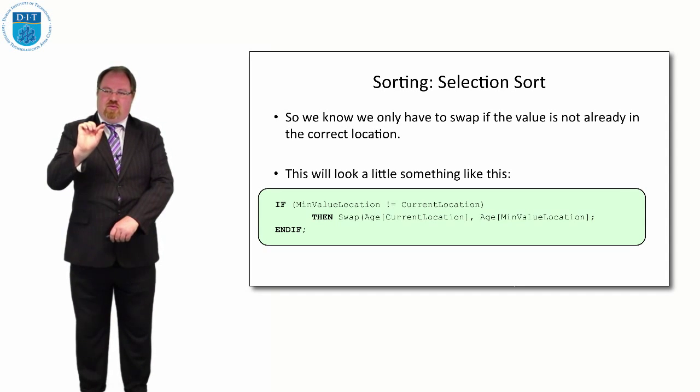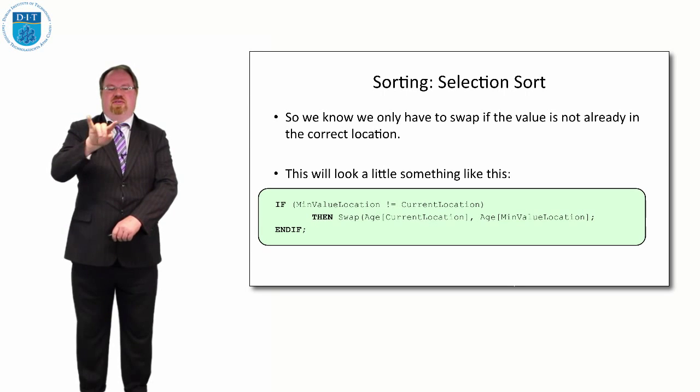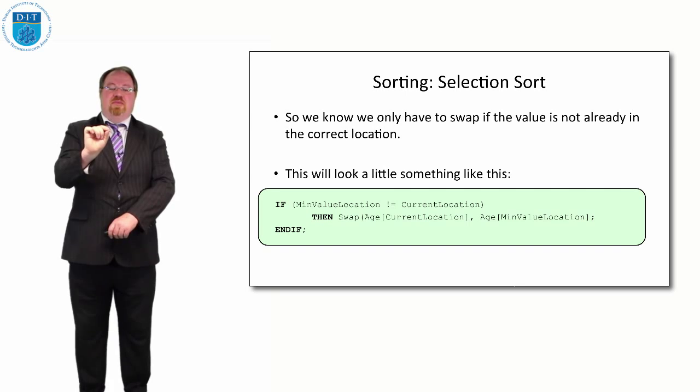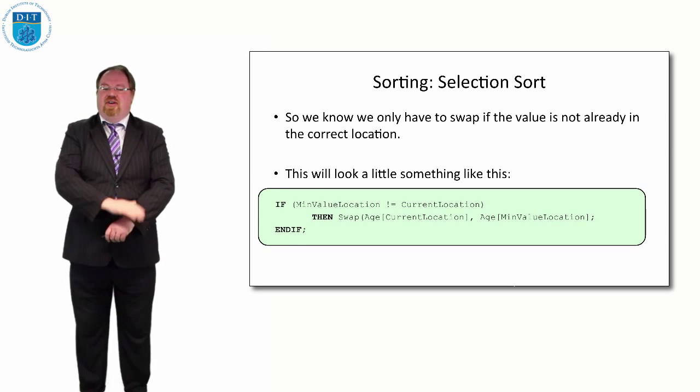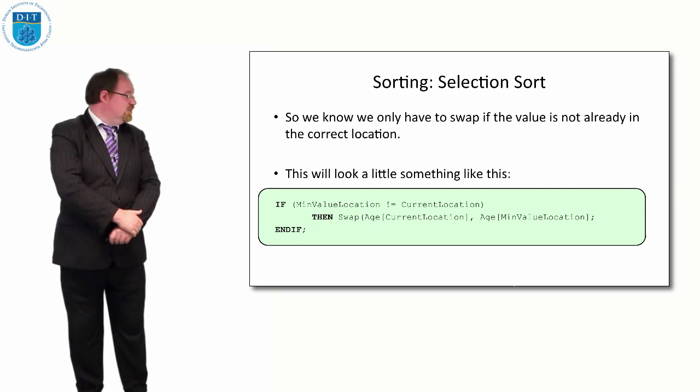Swap whatever number, let's say the minimum value is in position 4. Swap the value in position 4 with the value in position 0 if they're not the correct location, but if the minimum value, as it happens, is in the correct location already, we just don't do a swap. So that's what our code looks like. We're using the swap function we created previously.